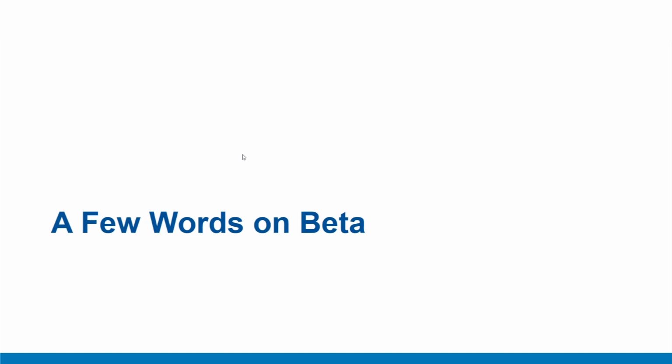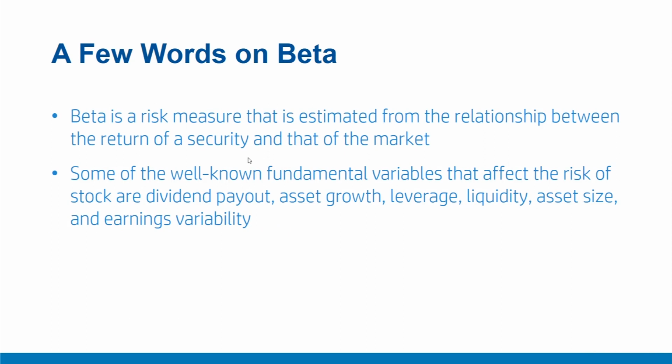A few words on beta. In this video, we discuss some of the very important properties of beta. Essentially, beta is a risk measure that is estimated from the relationship between the returns of a security and that of the market. Since it is a risk measure, then mathematics apart, it should be linked to the firm characteristics and the risk profile of the firm. There are some very well-known variables that affect the risk of a stock, for example, dividend payout, asset growth, leverage, liquidity, asset size, earnings variability, accounting beta, and so on. We'll discuss some of these properties here.